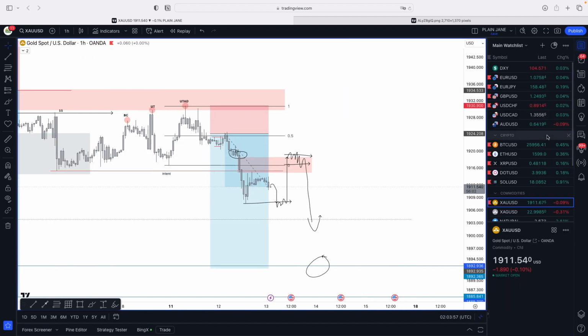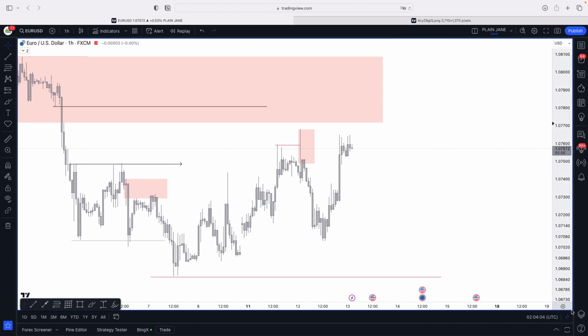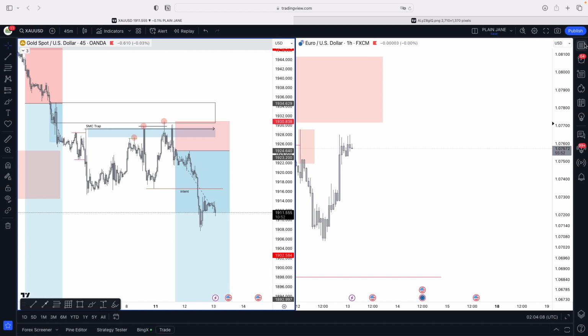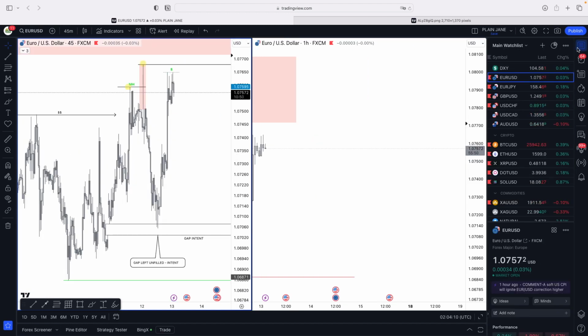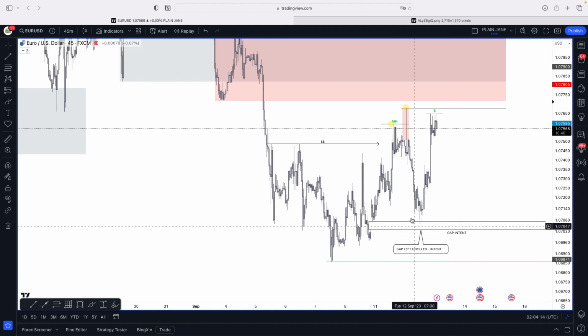Now let's move over to EU. So let's go on my other chart for EU quickly. Right, so on EU we do have a gap here.